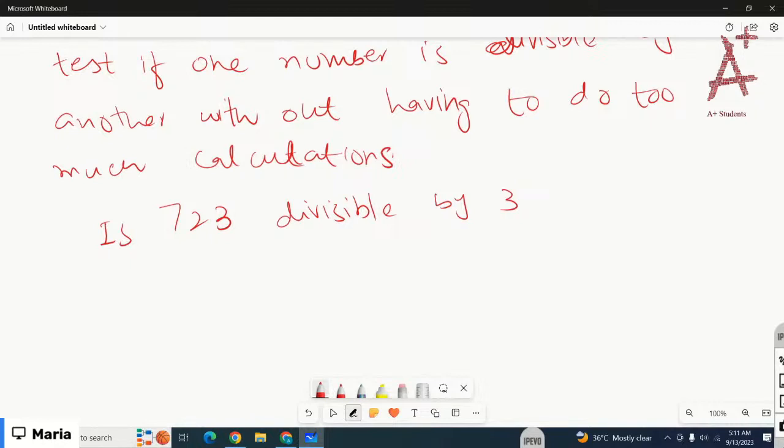You can either divide, right? But you have to apply the divisibility rule. The divisibility rule for every number is different. For the divisibility rule for 3, you have to add up all the digits: 7 plus 2 plus 3. The sum is 9, 10, 11, 12. Check if 12 is divisible by 3. Yes, it is. 12 divided by 3 is 4. That means yes, 723 is divisible by 3, right?